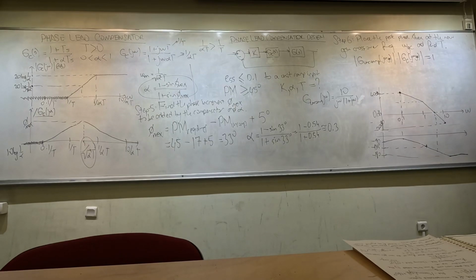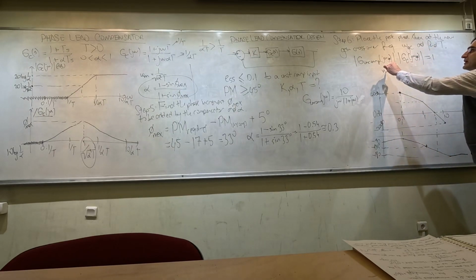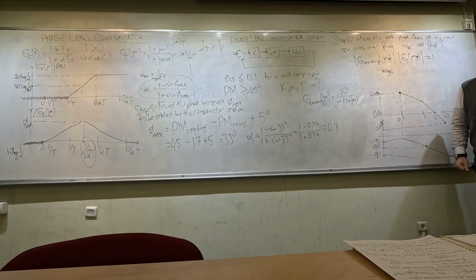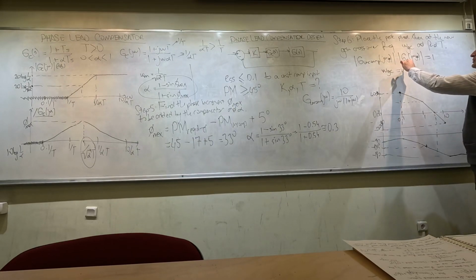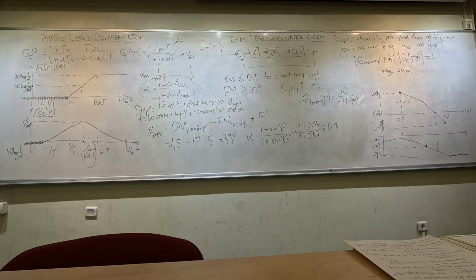So I want to make the new gain crossover frequency to be the peak phase frequency, omega m, so that I benefit from the phase curve as much as possible. So then omega GC is omega m. What is the magnitude of the compensator at that peak frequency?